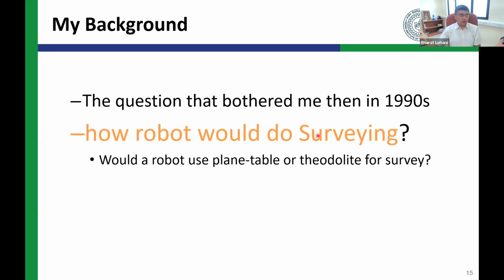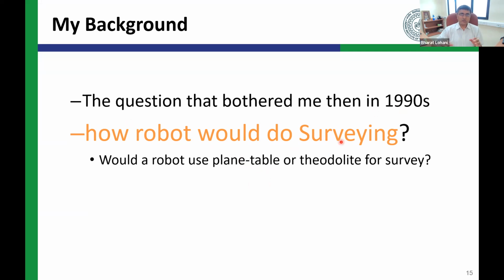As I told you, I did my BTech in 1988, and in 1990 I did my master's from IIT Roorkee. At that time, when we did surveys, and I think some of you are exposed to surveying, once we did the mapping on the ground, we were using the theodolite or plane table survey. Very rudimentary technologies, as we can say nowadays. And at that time also, I used to think whether there would be some robots in the future who would be able to do survey.